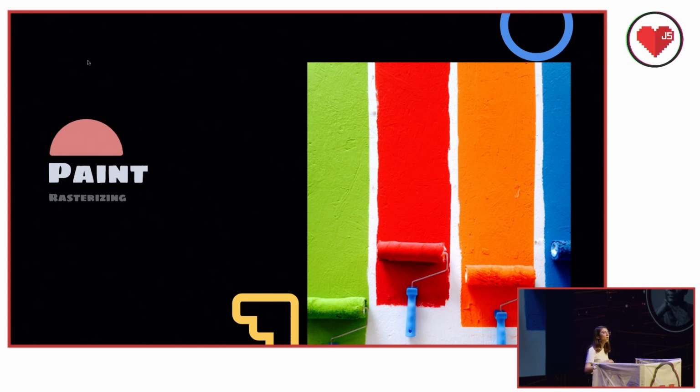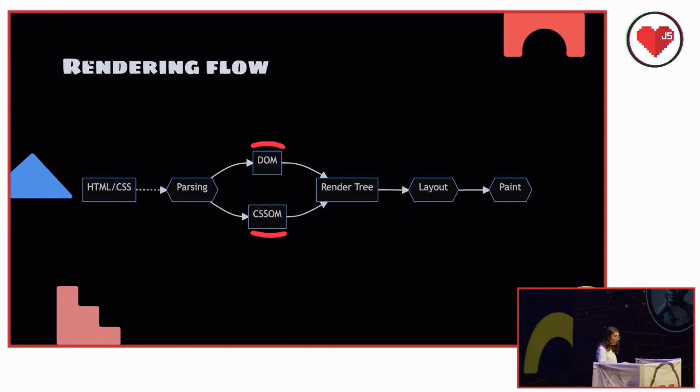It paints the backgrounds, it paints the border images, it paints all the styling. And then at this point, we see something on the screen in pixels. So as you can see, a browser, from the point that it receives an HTML file or CSS file to the point that actually something appears on the screen, goes through a lot of phases.